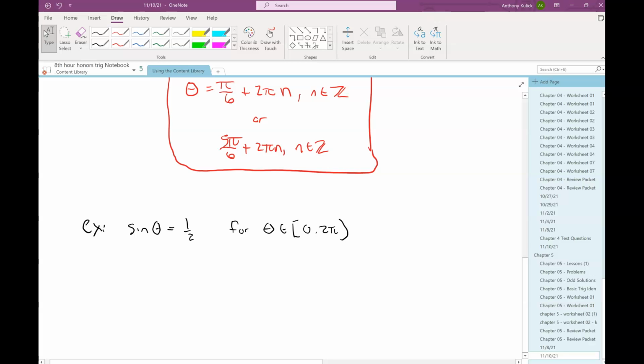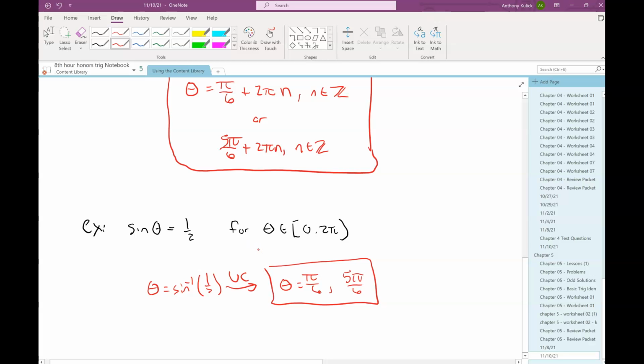So because 1/2 is a unit circle value, I can just go to the unit circle and pull the places where sine has the value of 1/2. Those are the only places where that happens. So I have 2 answers.